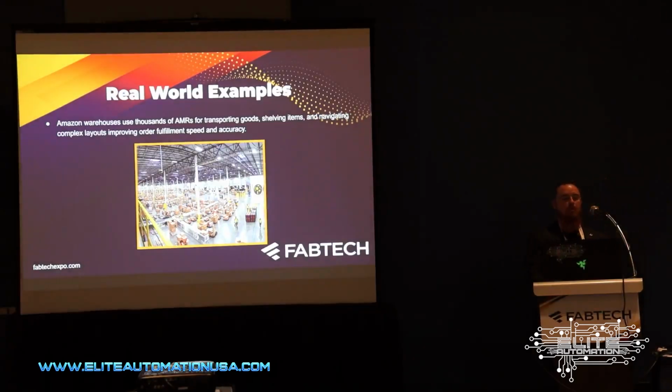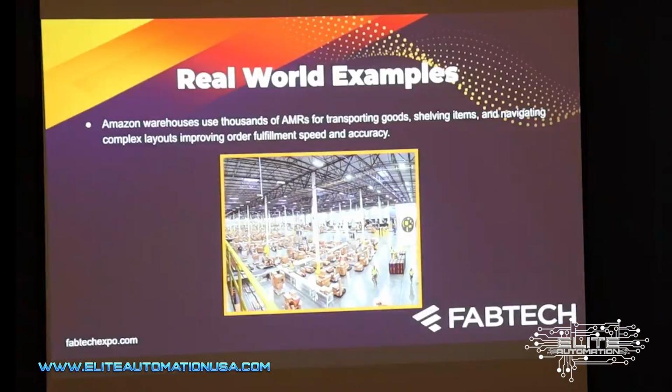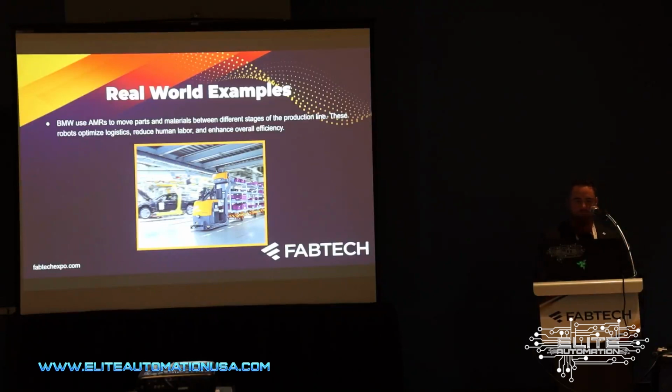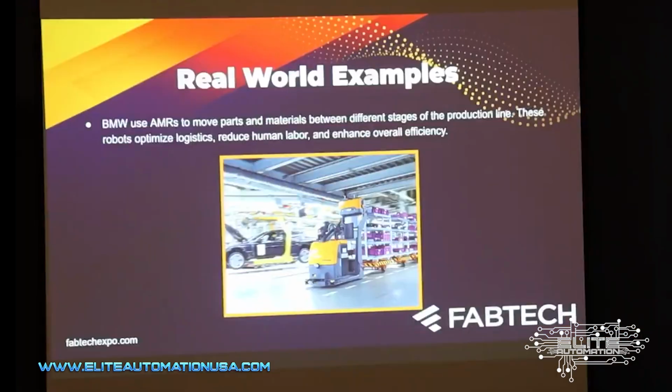Going back to the example of where Amazon houses thousands of these AMRs to transport everything from the final good to the shelves themselves and navigate their complex layout. If you've ever seen any of the Amazon fulfillment, it's a pretty awesome thing to see. BMW uses AMRs to move parts and materials between different stages of their product lines. These robots optimize the logistics and reduce human labor and enhance overall efficiency.